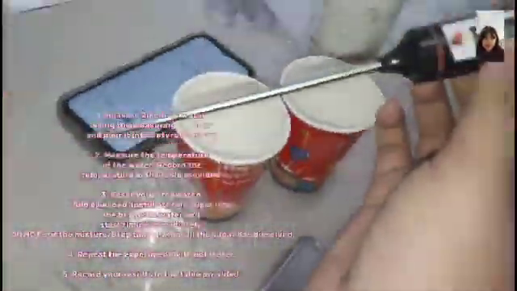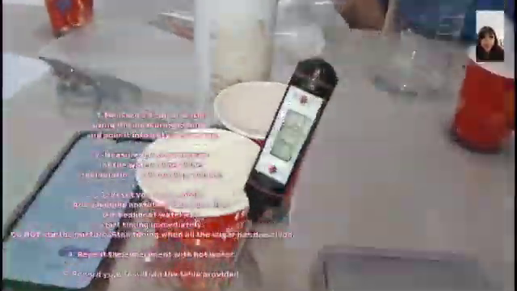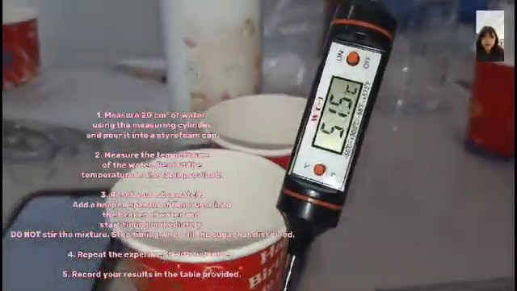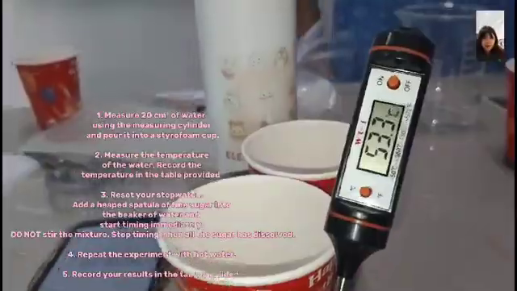3. Reset your stopwatch. Add a heaped spatula of fine sugar into the beaker of water and start timing immediately. Do not stir the mixture. Stop timing when all the sugar has dissolved. 4. Repeat the experiment with hot water. 5. Record the result in the table provided.